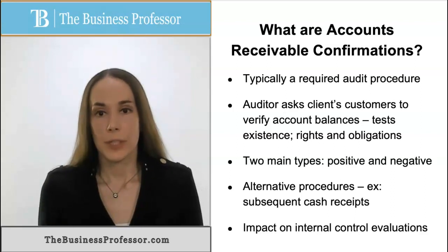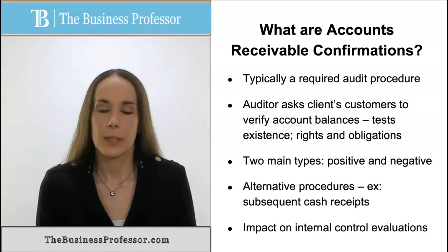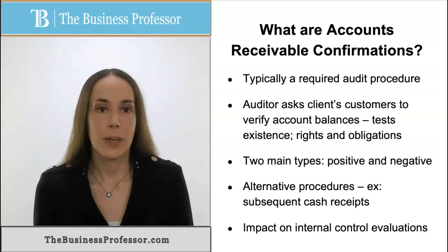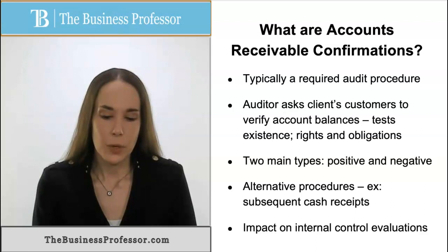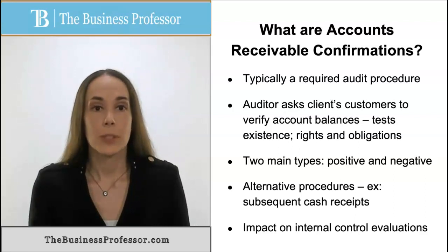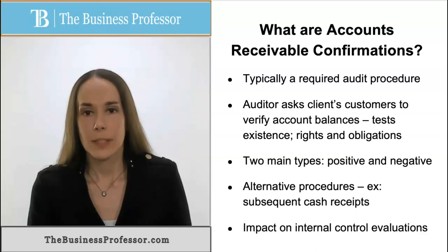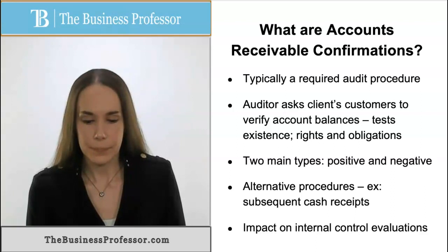When the auditor sends out confirmations, this is typically a manual process because they're contacting customers who may not have electronic confirmations established or a way to do that easily. So even in modern times, this is still usually a manual letter mailing process. There are two main types of confirmations, positive and negative.